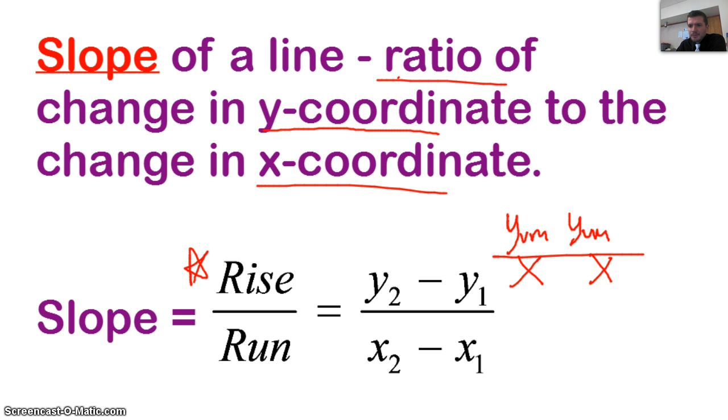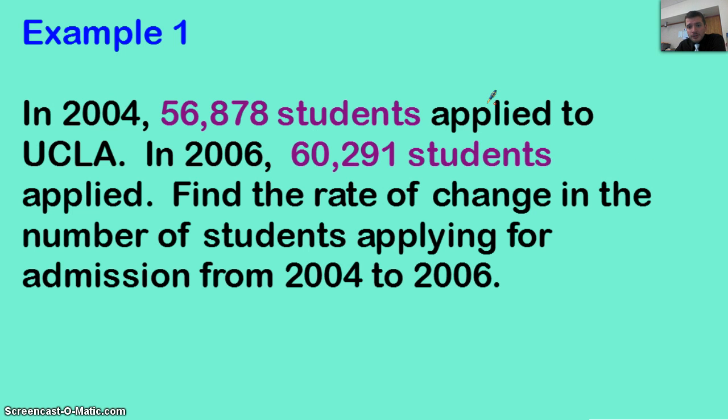All right, moving on. Here's our first example. Now, this is not a graphic example, but it's okay because we can figure it out the same way. So in 2004, 56,878 students applied to UCLA. In 2006, 60,291 students applied. Find the rate of change in the number of students applying for admission from 2004 to 2006.